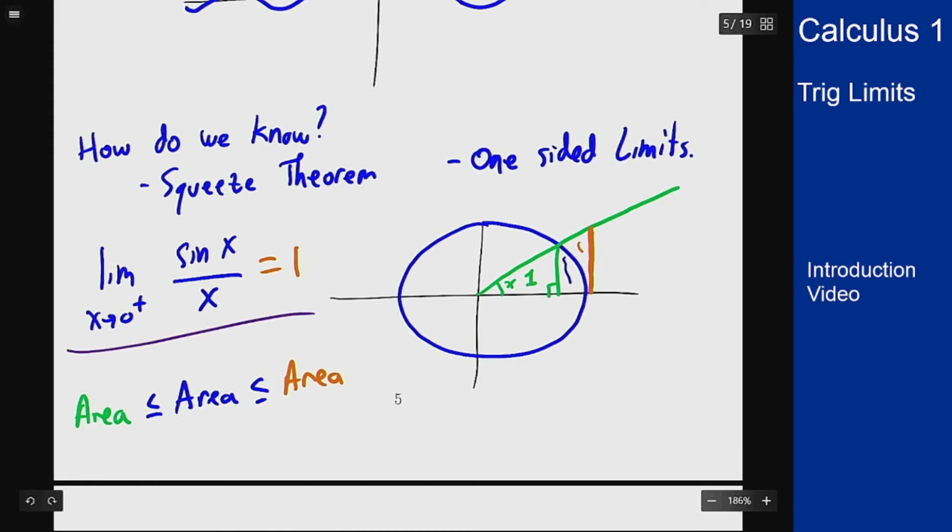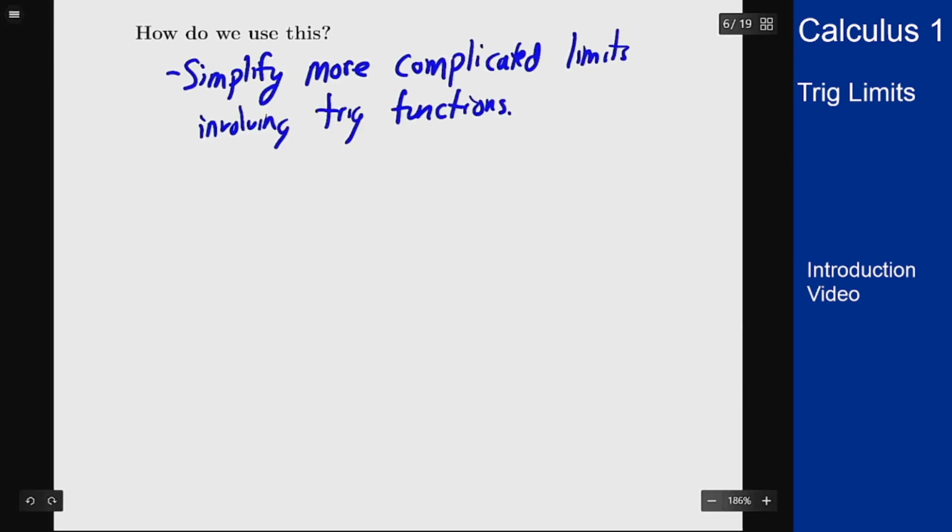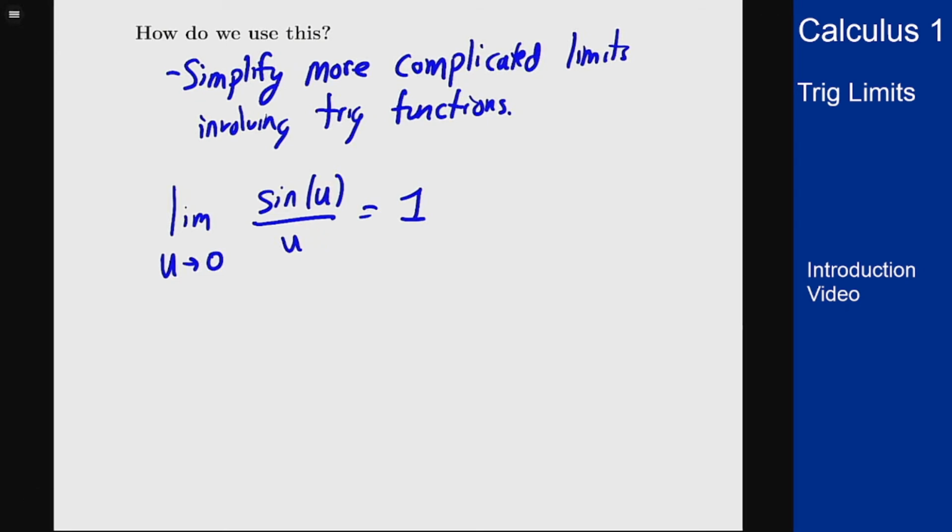Those will be details of what you will see later, but at this point, we want to see what we can do with this limit once we have that it exists. How do we use this sort of limit? Well, the main idea is using it to simplify more complicated limits that involve trigonometric functions. And the key point is that if I take any u that's going to 0, the limit of sine of u over u will be 1. So as long as the thing inside the sine function and the thing on the bottom match, that limit goes to 1.